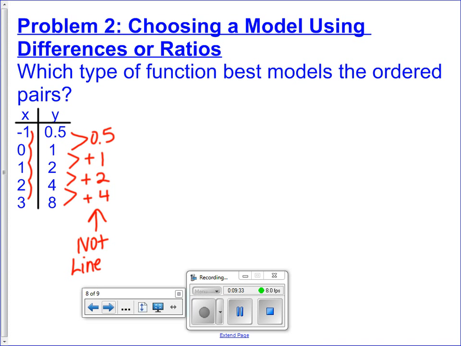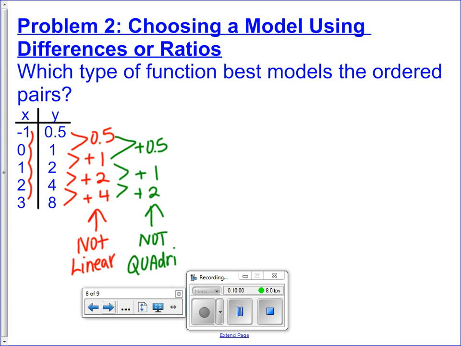So while we're at it, let's take a look and see if it would be quadratic. To do that, we're going to take second differences. 0.5 to 1 would be adding 0.5. To get from 1 up to 2 would be adding 1, and from 2 to 4 would be adding 2. Since these are not the same, it's not quadratic. We can probably guess that it is exponential, but let's prove that.